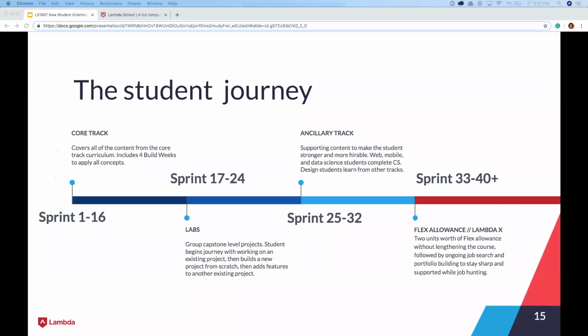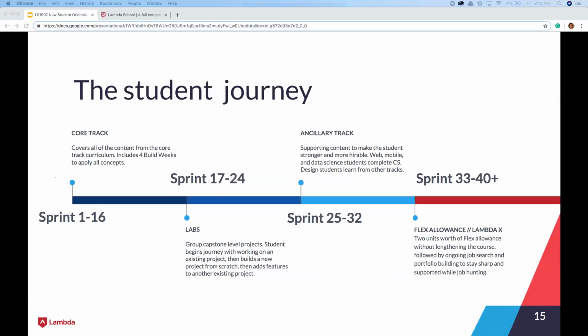All right, let's talk a little bit about your time here at Lambda School. This timeline shows you a sprint breakdown. Sprints 1 through 16 are where you're going to have your core track. So if you're in iOS part-time, your first 16 weeks are going to be all iOS. If you're in UX, same thing, all UX the first 16 weeks. Then you go into labs, where you work with people in other cohorts who may be working on Android or full stack web or iOS. You all work together to build a really awesome project. Then you go into some CS, computer science, where you learn a little bit more.